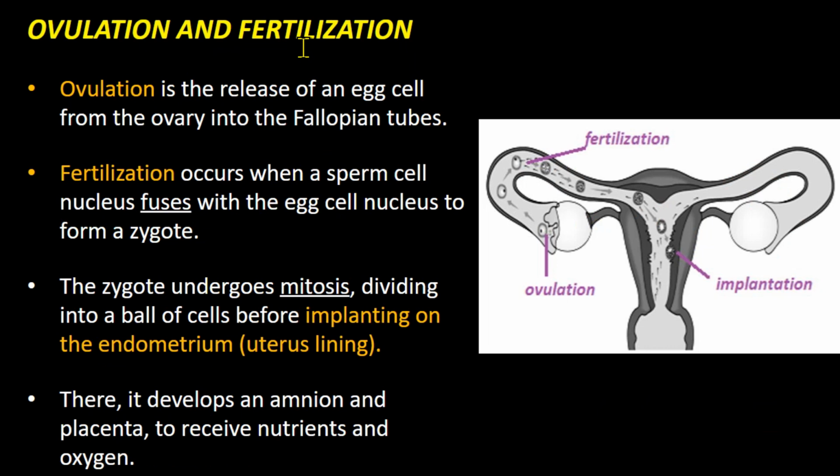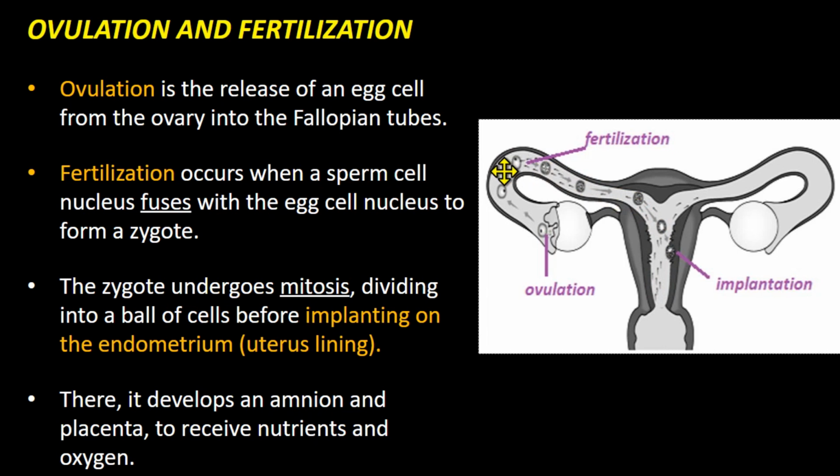Ovulation and fertilization. Here we have a diagram of the uterus. We have the ovaries here. These are the fallopian tubes. And this would be the endometrium or the uterus lining. So ovulation is the release of an egg cell from the ovary into the fallopian tubes. Fertilization occurs when a sperm cell nucleus fuses with the egg cell nucleus to form a zygote. This usually happens in the fallopian tubes. Sperm cells will be ejaculated through the vagina, swim up the cervix, up the uterus, through the fallopian tubes, and finally it will fertilize the egg in the fallopian tubes.